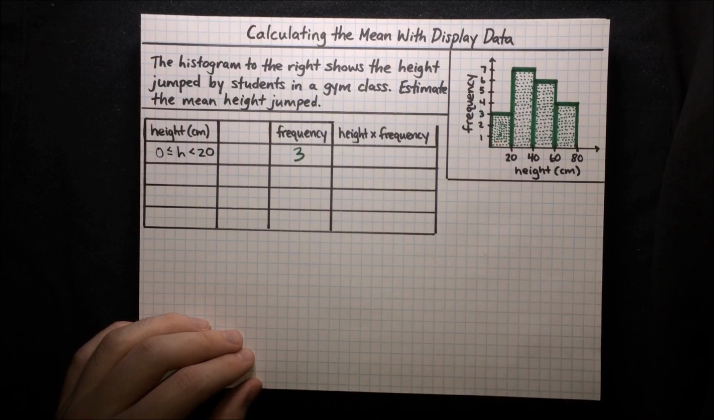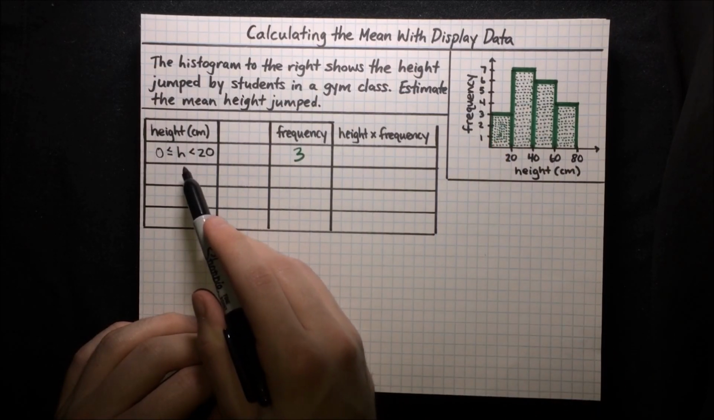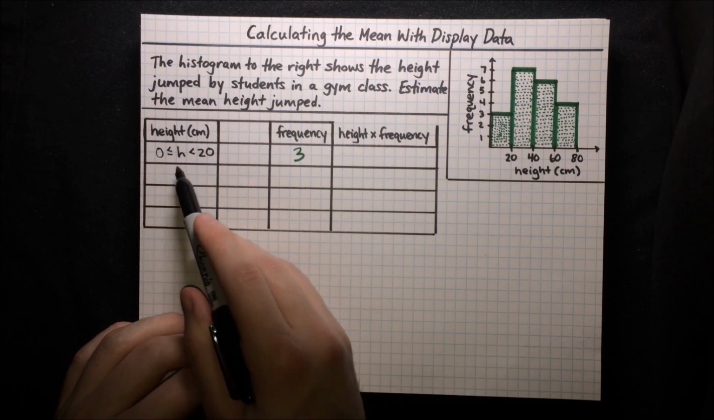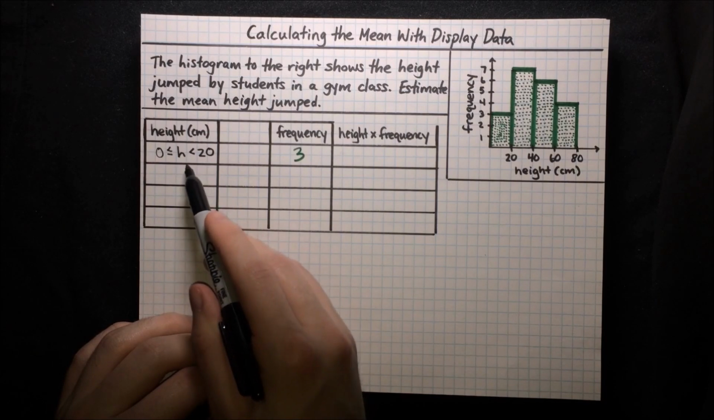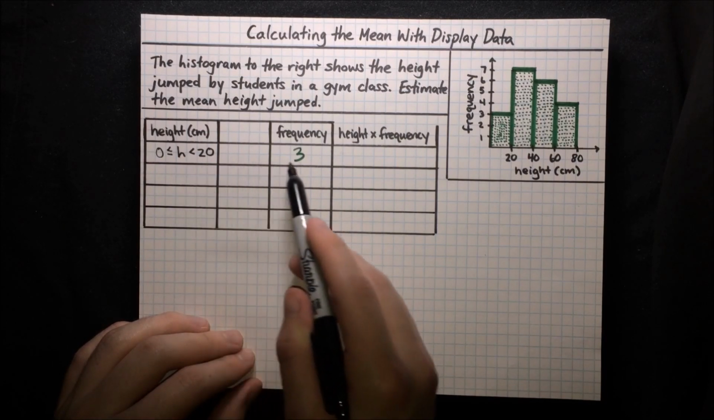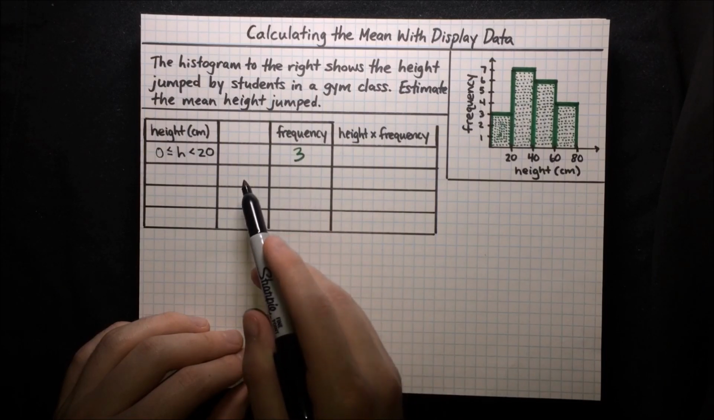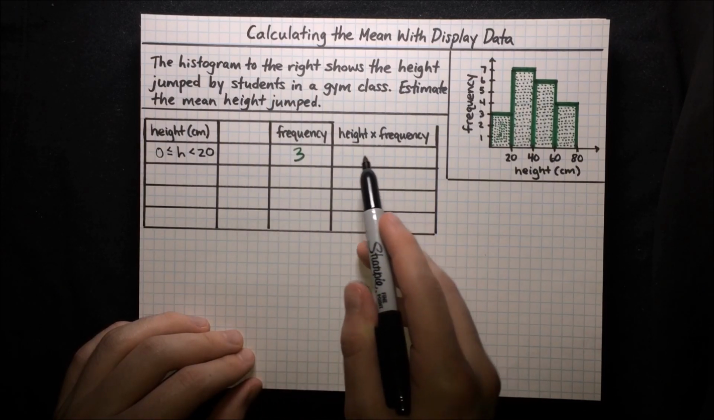So how do we estimate the total height jumped? Well, why don't we estimate a single height for all of the students? So we'll pick out a number from this interval, 0 to 20, which is most representative of this interval. And we'll think of that as an estimate for the height jumped by each of these 3 students. Then we can multiply that number to get an estimate of the total height jumped.